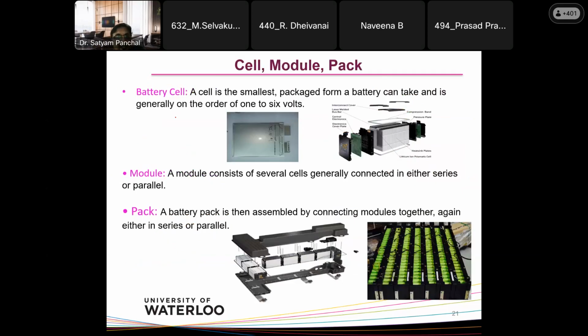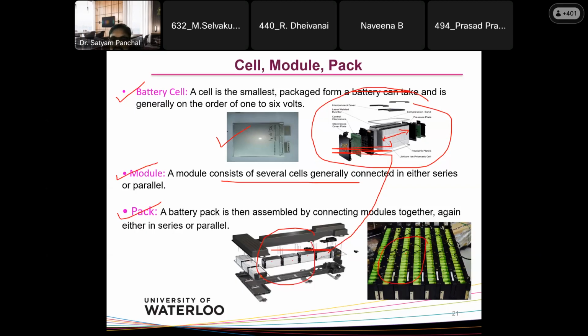Cell, module and pack. As I explained in my previous session about the cell, the cell is the smallest part which has a voltage window of around 6 volt. When a number of cells are connected in series or in parallel, which you can see over here, that forms the module. These modules are connected in a pack: one module, second, third, four, five, six, which builds the battery pack. So a module is a series of several cells generally connected either in series or in parallel. The battery pack you can see over here, this is the Tesla, probably the cylindrical cell one. The battery pack is the assembly made by connecting modules together, again either in series or in parallel.